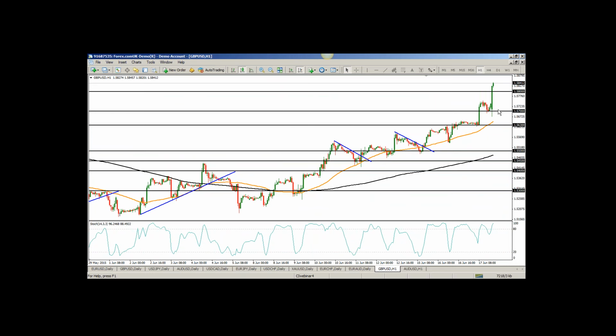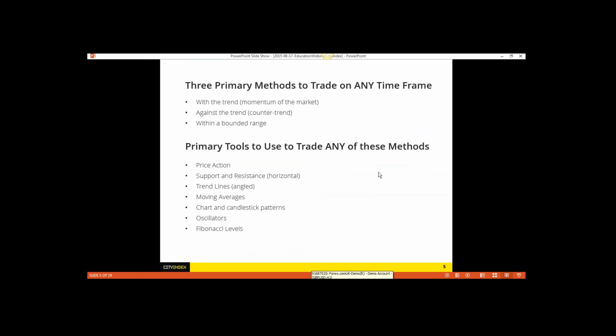What I'm looking for is a pullback, and then possibly a recovery of that pullback and then back in the direction of the trend. If that makes sense. Okay, so let's go.